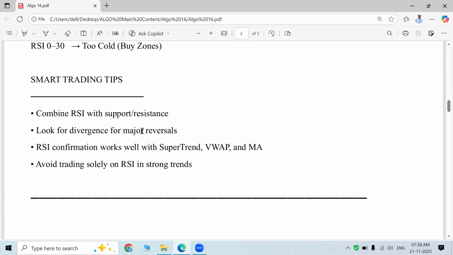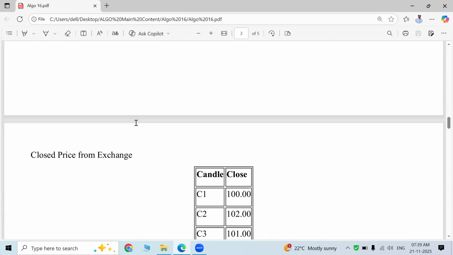So RSI can work alone also, but I already told you if there is a volatility comes suddenly, then RSI oversold become more oversold and overbought become more overbought. So that is one problem with the RSI. But when you combine it with multiple different algo, then it works well. Even you can put some stop loss in your RSI and you can even ride RSI alone also. So I'm going to ride RSI alone in the algo.